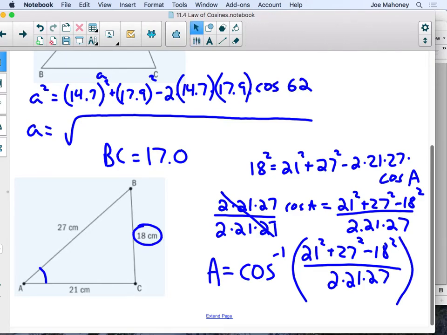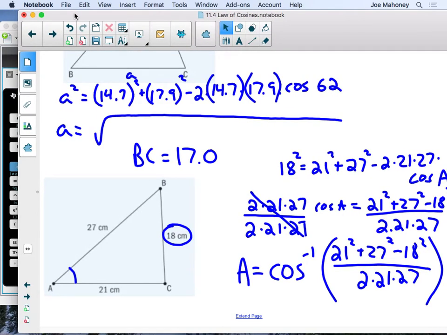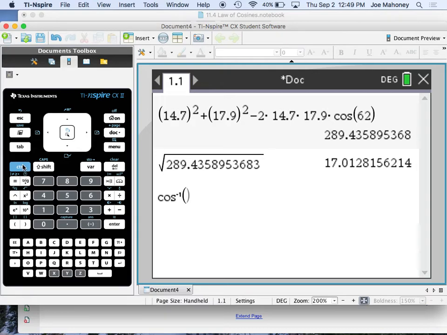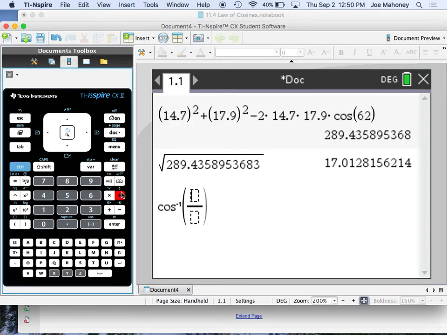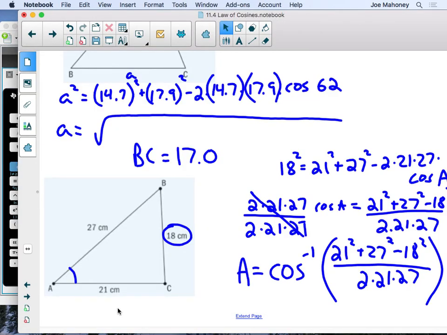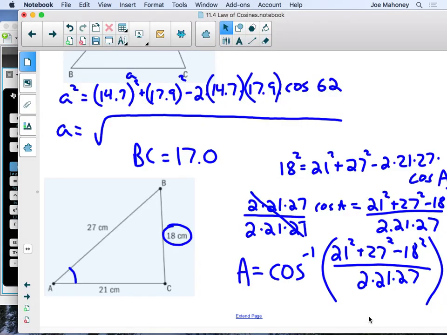There's what we've got to do in our calculator. So let's go to our calculator and we can pop all that in. Let's go inverse cosine. Check this out. I'm going to make a fraction template, because on top I had 21 squared plus 27 squared minus 18 squared. These calculators are nice because you can make it look exactly like you want. It should look exactly the same on paper. Let me do a quick check. There's my expression calculator-wise. That's what I want it to look like. I'm feeling good. I'm pressing enter. My angle is about 41.8 degrees.